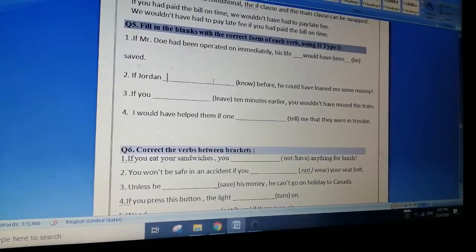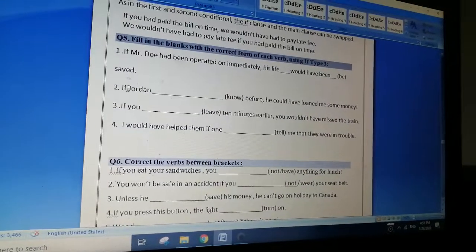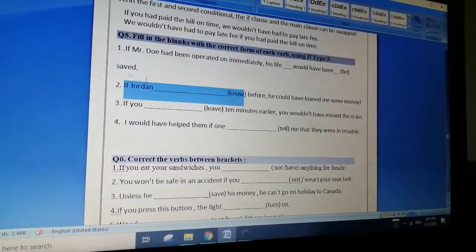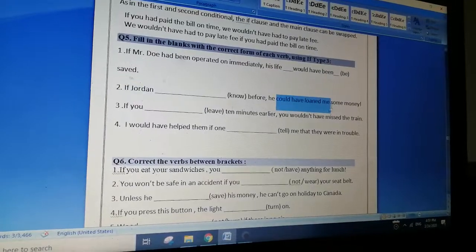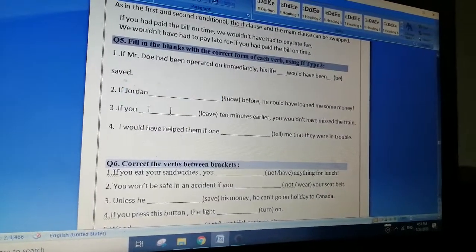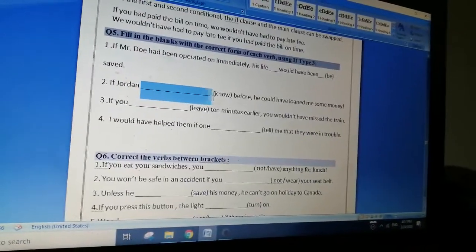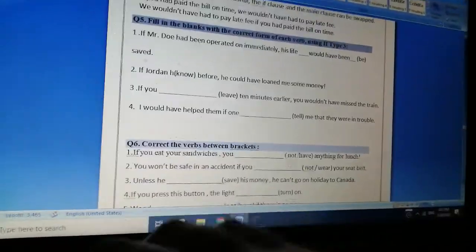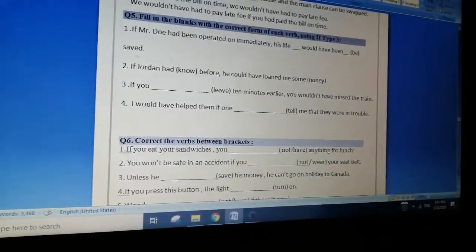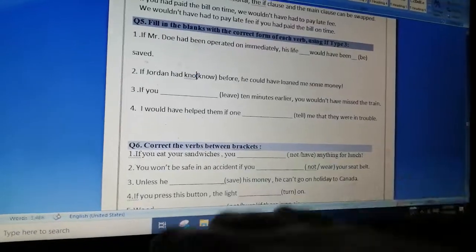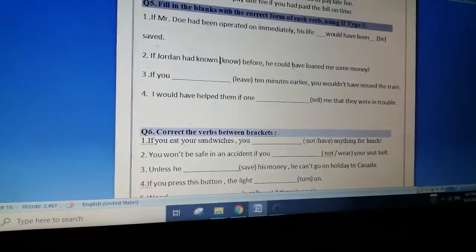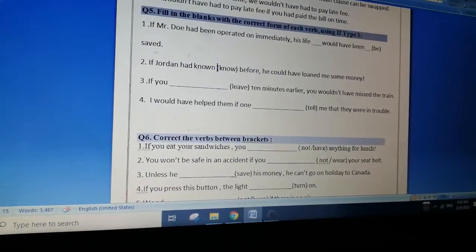Next one, if Jordan blank before. Now here you have to understand, the missing part is the if clause. You have to fill the if clause, and this is the main clause. In the if clause we use past perfect. So if Jordan had, now the verb 3 of know, known, before, he could have loaned me some money.